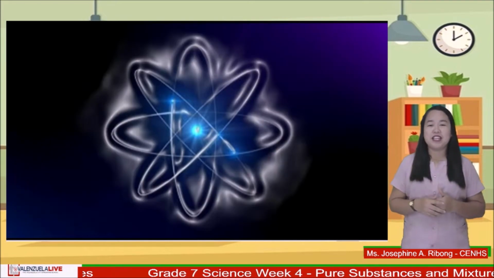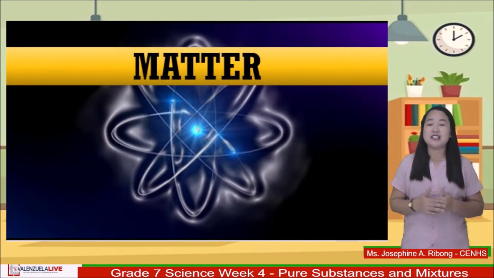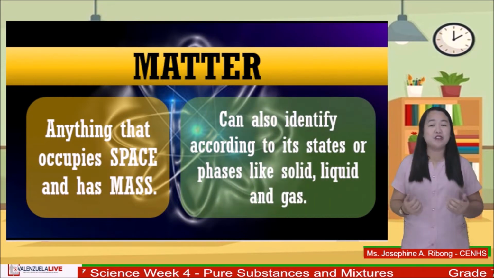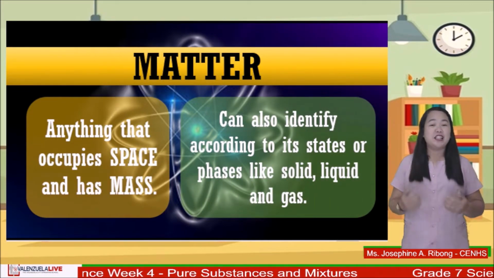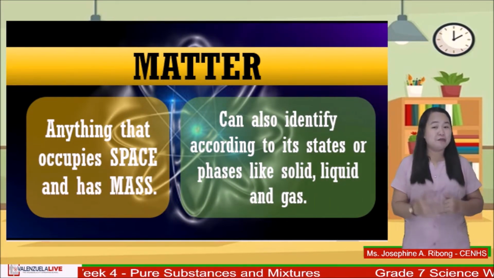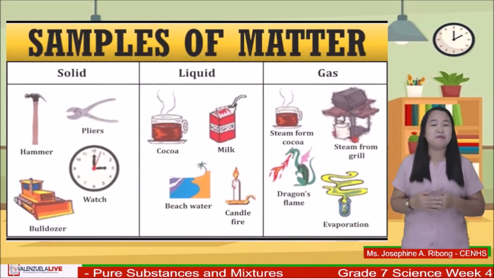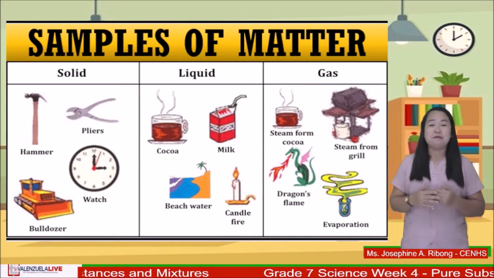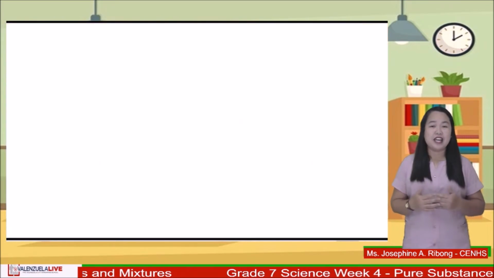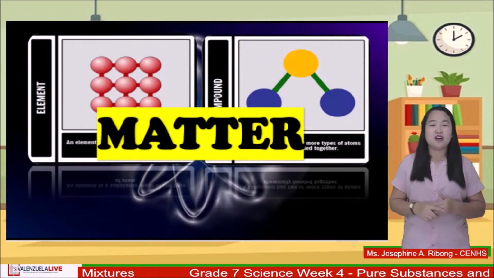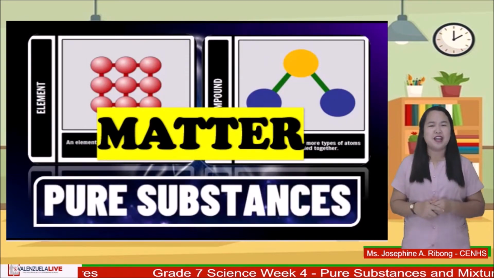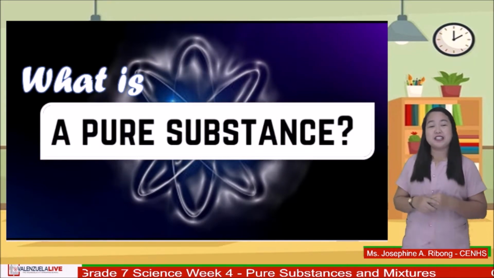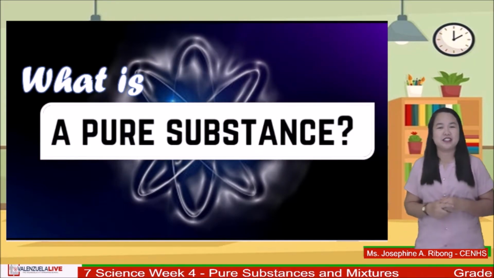During your elementary days, you described matter as anything that occupies space and has mass, and identified according to their states as solid, liquid, and gas. As a matter of fact, we are all surrounded by matter, right, grade 7 learners? Remember that matter can either be classified as elements or compounds, which are also known as pure substances. What is a pure substance? Well, that's what we need to discuss further in today's session.